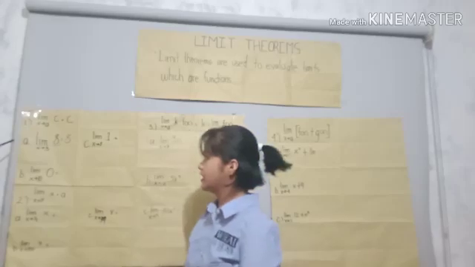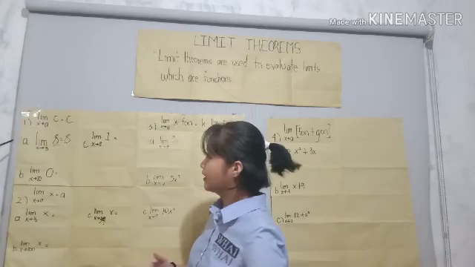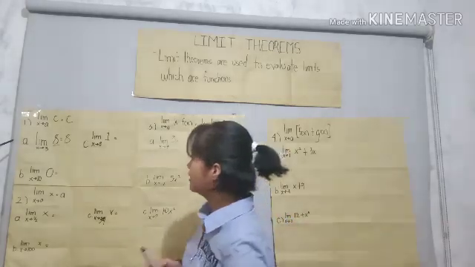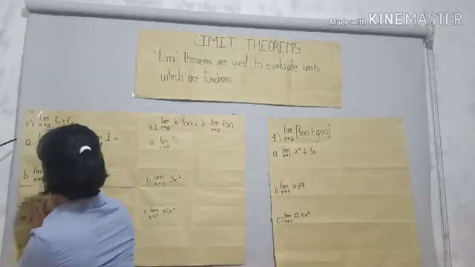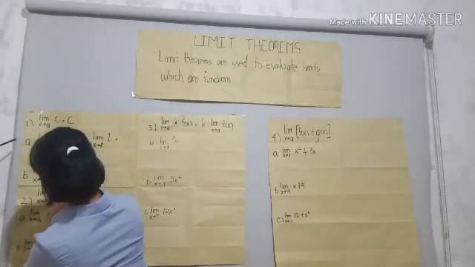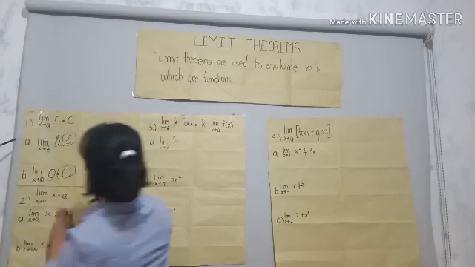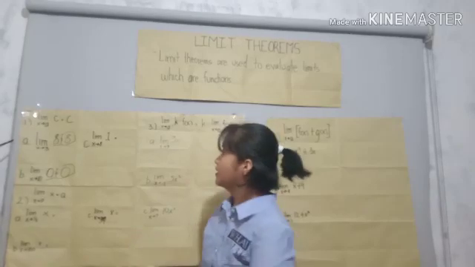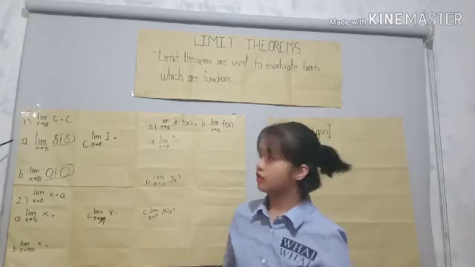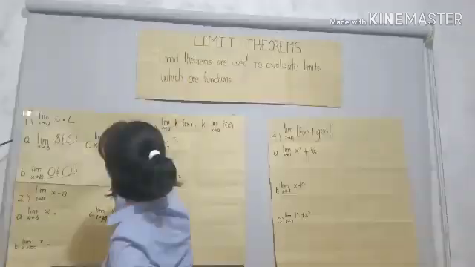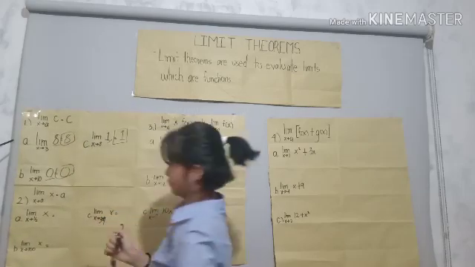The second example is the limit of 0 as x approaches 10. Again, you identify what the constant is, and the constant here is 0. So the answer is 0. In the last example, the limit of 1 as x approaches 8 is equal to the constant, and the constant is 1. So the answer is 1.